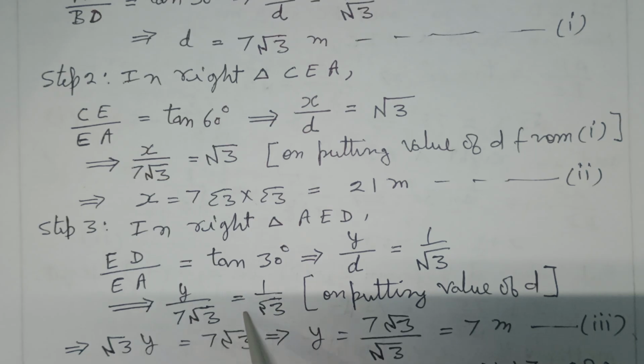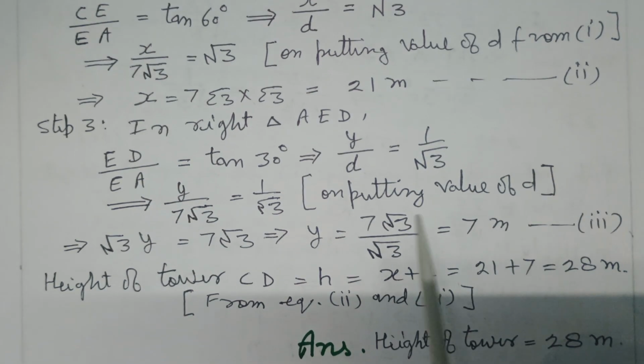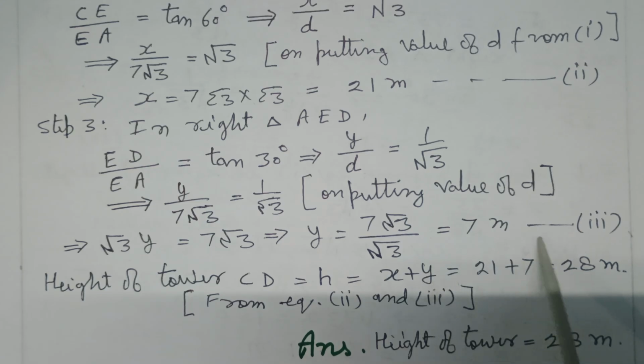So cross multiply किया, under root 3 Y is equal to 7 under root 3. So this implies Y is equal to 7 under root 3 upon under root 3, which is equal to 7 meter. So this is equation 3.